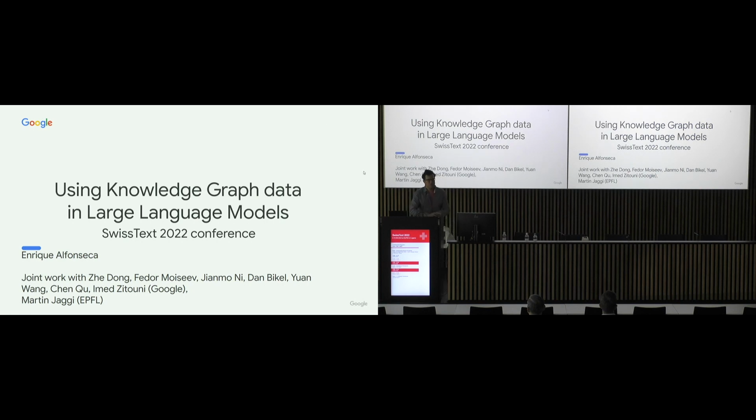I'm going to talk to you about some of the work that we have been doing in the team. This is joint work with Jedong. Fedor was an intern from EPFL. Jan Mo, Dan, Joan, Chen, and Imed, all of them from Google, and Martin Yagi, who was in Google before, but since several years ago, he's in EPFL.